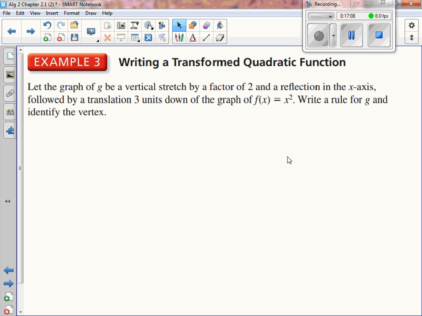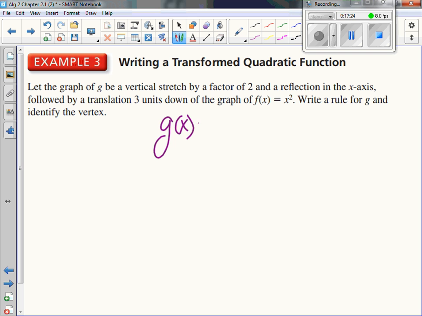Now, what we're looking at, and we're going to do a few problems with this here, is: let g be a vertical stretch by a factor of 2 and a reflection in the x-axis, followed by a translation of 3 units down of this graph. Now, if it is just x squared, we can do a little trick with this here, okay?